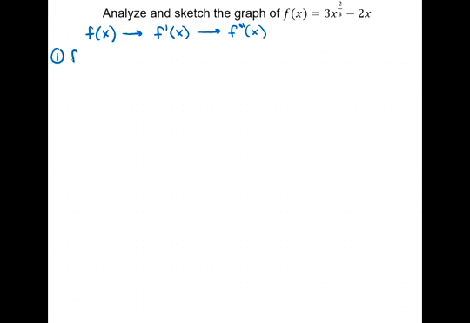Okay, so what does the function tell us? f of x equals 3x to the 2/3 power minus 2x. Well, let's start with the easy one. What is the y-intercept? Well, for the y-intercept, we plug in 0 for x. So f of 0 equals 3 times 0 to the 2/3 minus 2 times 0, so 0. So we have a y-intercept of 0, 0.